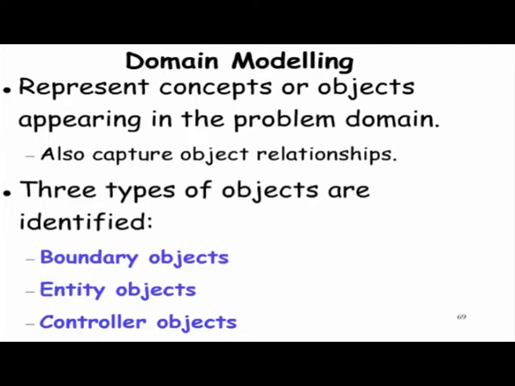So, in domain modeling, we look at the problem description and we try to identify three main types of objects. One is called the boundary object, one is called the entity object, and the last one is called the controller object. So, we have a problem description given, and the objects that can be identified fall into three categories, and for each category we would have to identify what are the objects that we should get from the problem description.